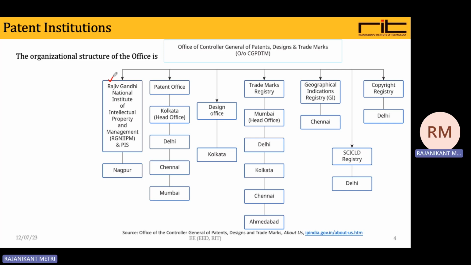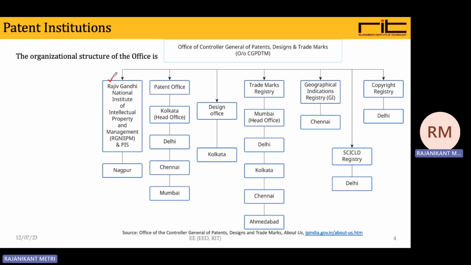Now there is only one design office, or patent design office, you can say, which is located in Kolkata. There are five trademarks registry offices. So patent offices are at four locations, the design office is at one location, and trademarks registry or registration offices, you can say, are located at five places. The head office is at Mumbai. Then the other four locations are Delhi, Kolkata, Chennai, and Ahmedabad.